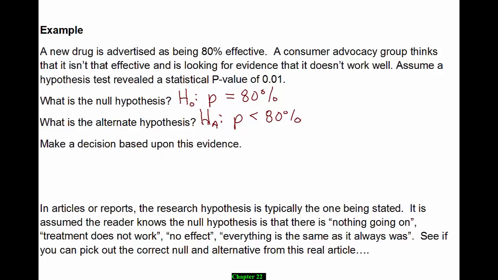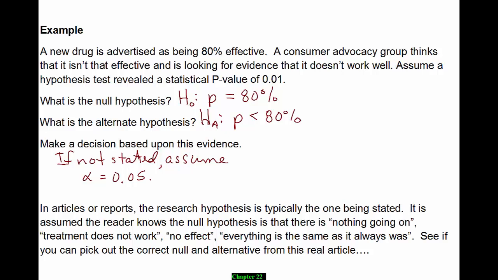They conducted a hypothesis test and found a p-value of 0.01. Notice that an alpha level is not stated in this little blurb. If not stated, assume alpha equals 0.05. Alpha equals 0.05 is a very common alpha level, similar to the fact that 95% confidence is a very popular confidence level.